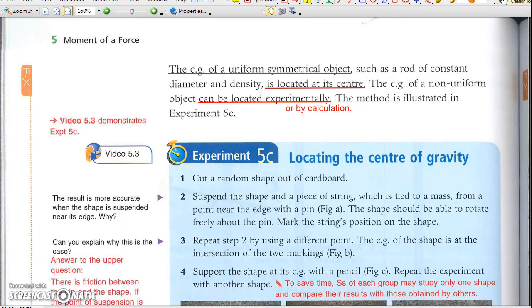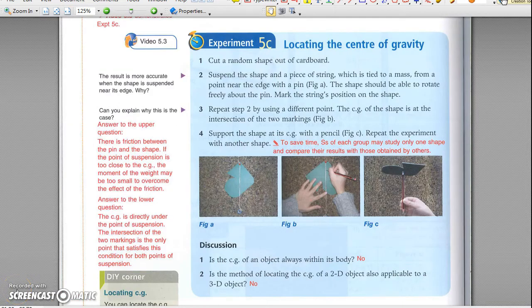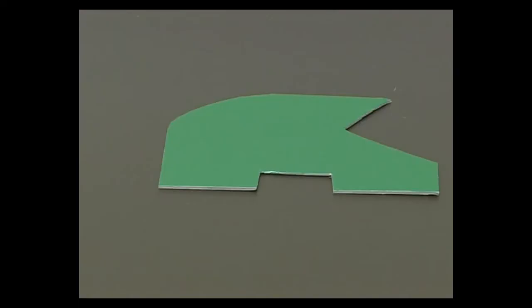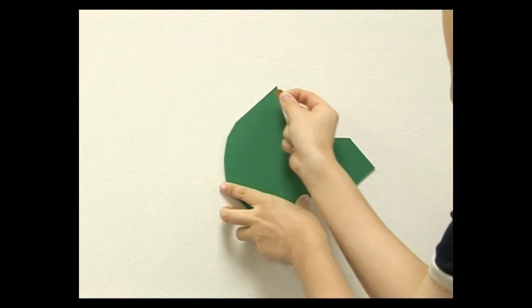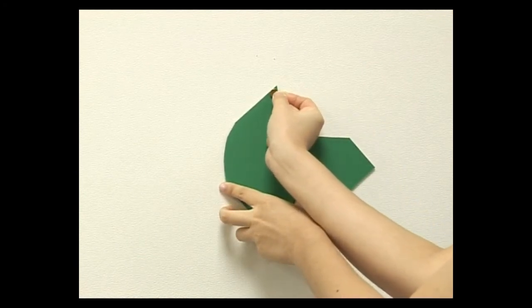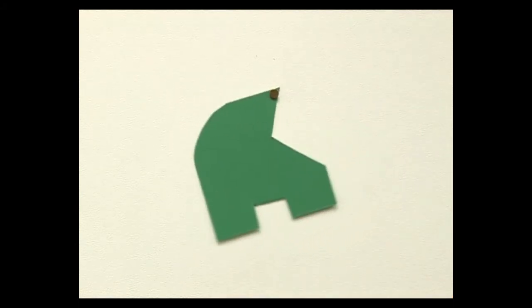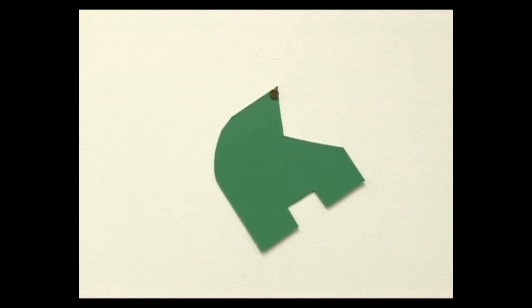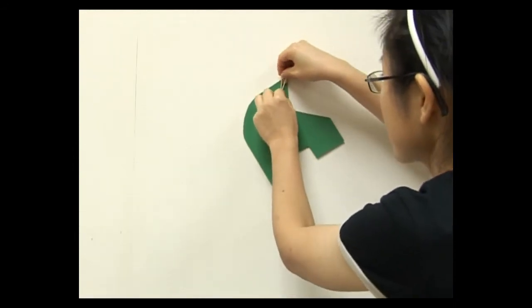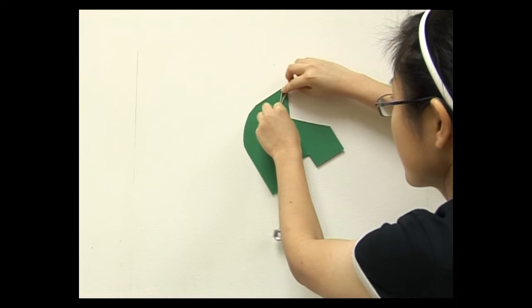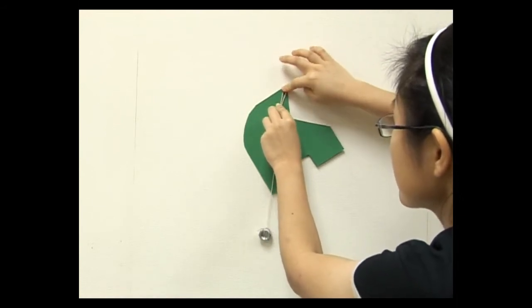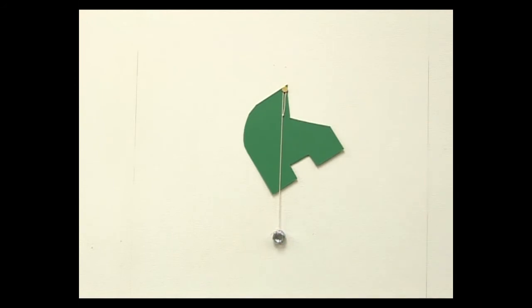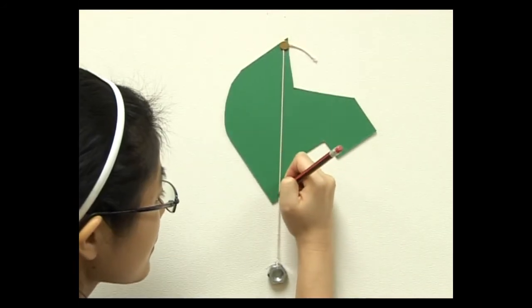For irregular objects, we may find the center of gravity quickly by experiment. Here is a cardboard of irregular shape. We will locate its center of gravity. Loosely hang the cardboard at a point near its edge on a notice board with a drawing pin. The cardboard should be able to swing freely. Suspend a piece of string with a nut on the drawing pin. Mark the position of the string on the cardboard.